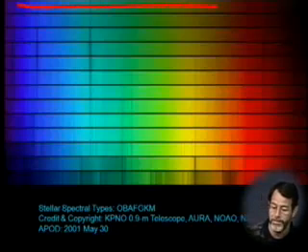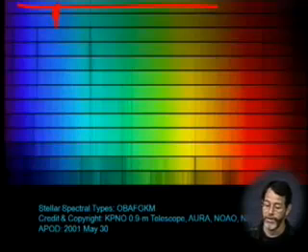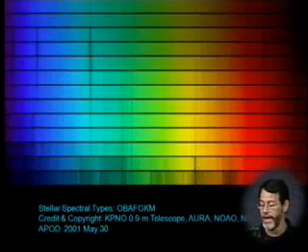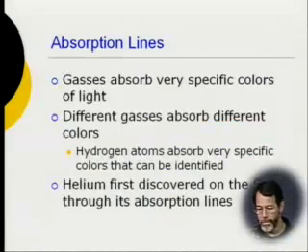And therefore, we can tell things about stellar atmospheres, not only from the fact that they emit black body radiation, where the peak color tells us how hot the surface of the star is, but also, from the absorption lines, what elements might be present in the atmosphere of the star. So, absorption lines again: gases absorb very specific colors of light. Different gases, different elements, absorb different colors.